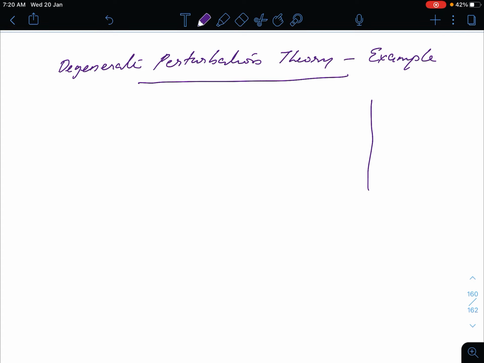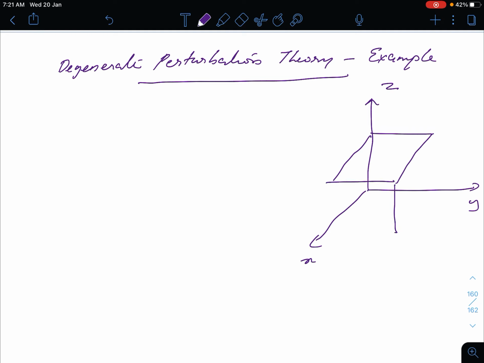Let's consider an infinite potential well. Okay, so this is the z-axis, x, y. Suppose you have, let's say, a box here, a three-dimensional box. Clear? Now this is a cubical well. Maybe we can call it a cubical well.